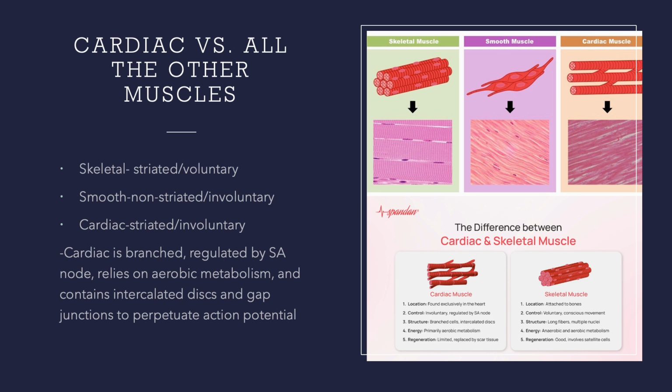And you can see here on the right that it's also branched. It has these little connections. That is to say that the cardiac muscle fibers are meticulously connected to each other so that their contraction occurs simultaneously. This contraction, as I stated previously, is regulated by the sinoatrial node and the atrioventricular node. Cardiac muscle, unlike skeletal muscle, relies on aerobic metabolism. It has a large number of mitochondria to support this. And once again, those intercalated discs and gap junctions enable cardiac muscle fibers to propagate action potentials from the SA and AV nodes simultaneously so that the heart contracts in unison.